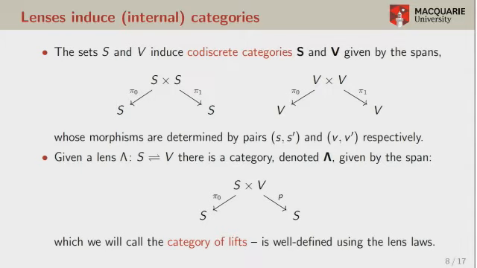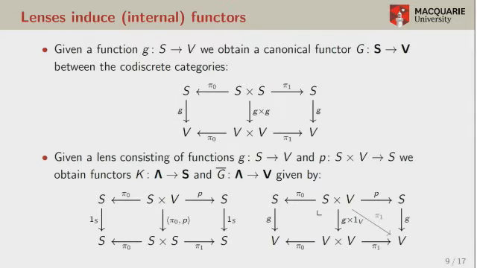Okay. So going further, we have these three categories, and we want to think about how they are related to each other. How we do that is look at some functors. The first functor is easy: if we have a pair of sets and a function between them, then that induces a canonical functor between their co-discrete categories, and that's just using universal properties. And also, given a lens comprising these functions, we obtain two functors from this category of lifts which I just described.